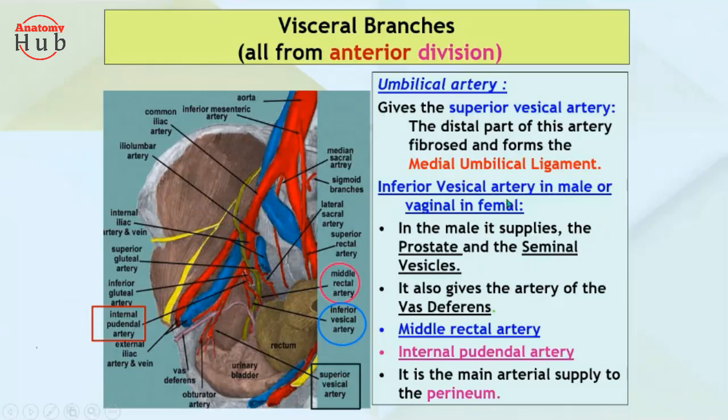Then you'll find the inferior vesical artery in male, and vaginal artery in female, right? Here the spelling mistake, E is left, right? So you will find the inferior vesical artery. This inferior vesical artery is actually supplying towards the prostate, the urinary bladder and the neck of the urinary bladder, right? So that will be known as your inferior vesical artery in male.